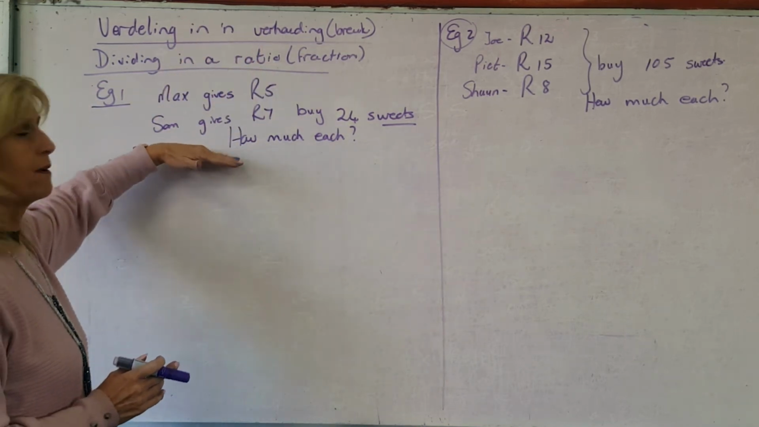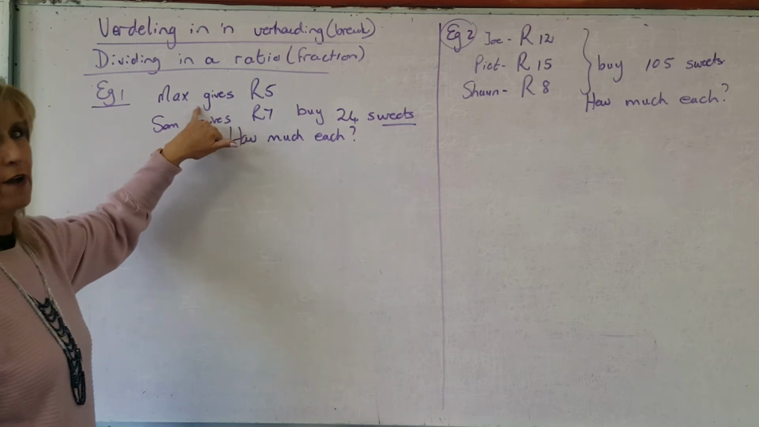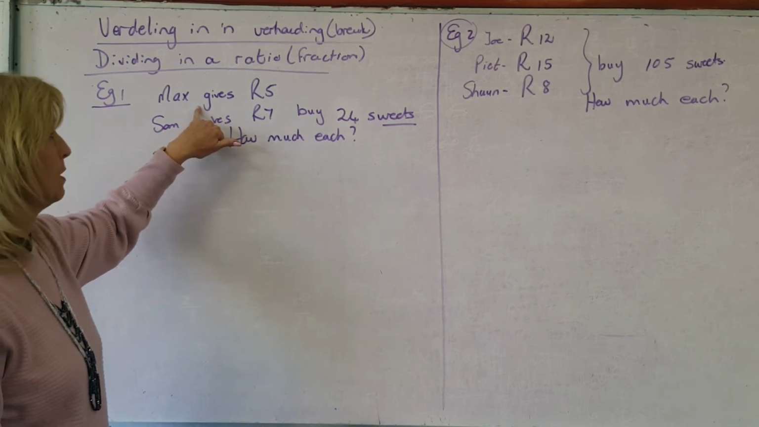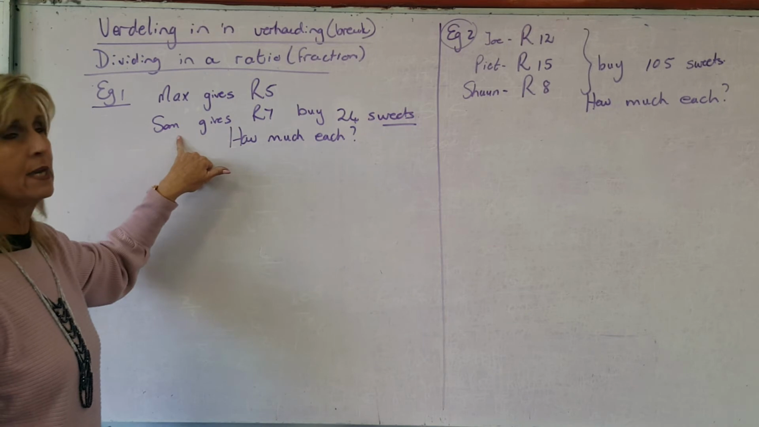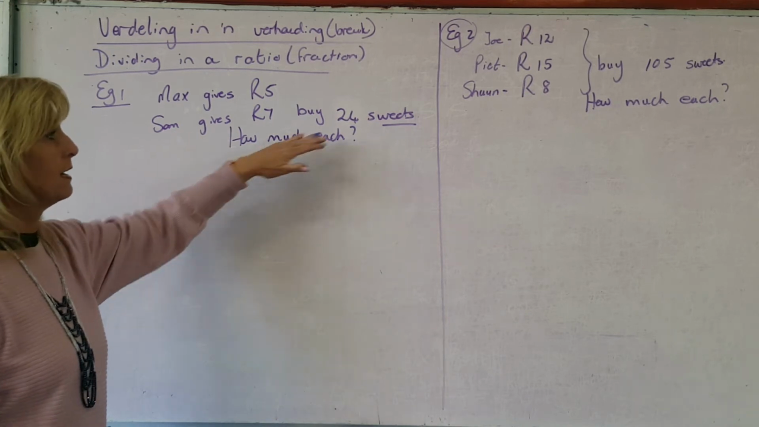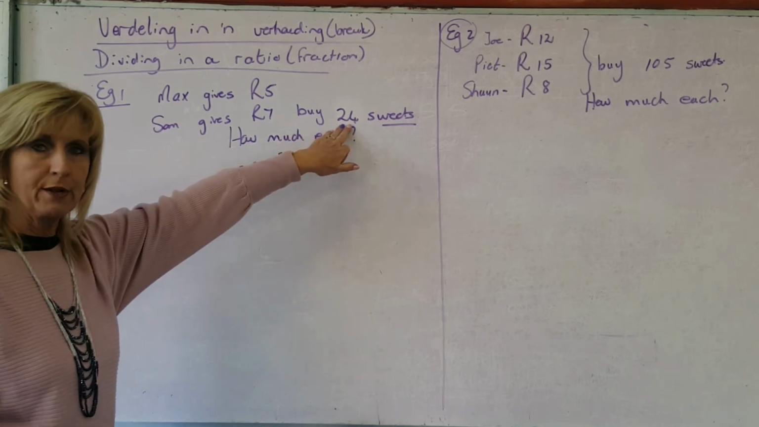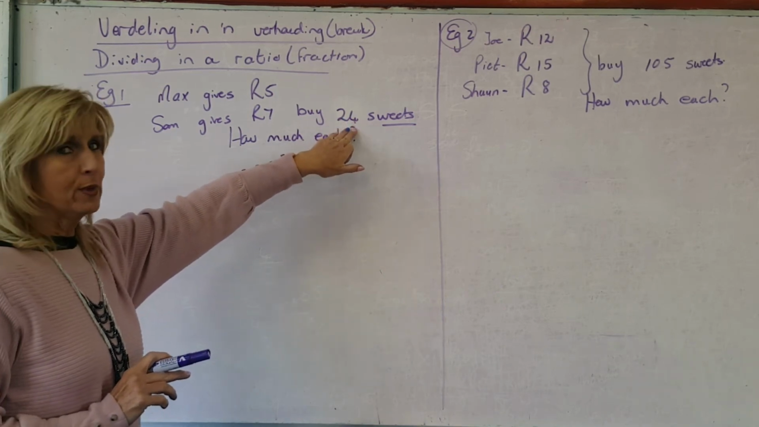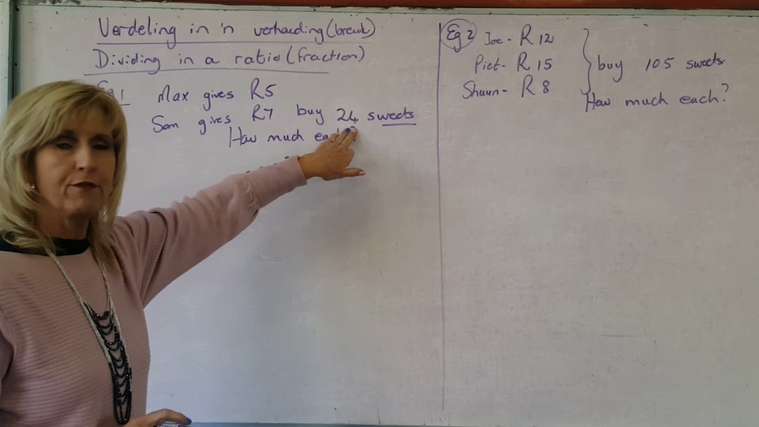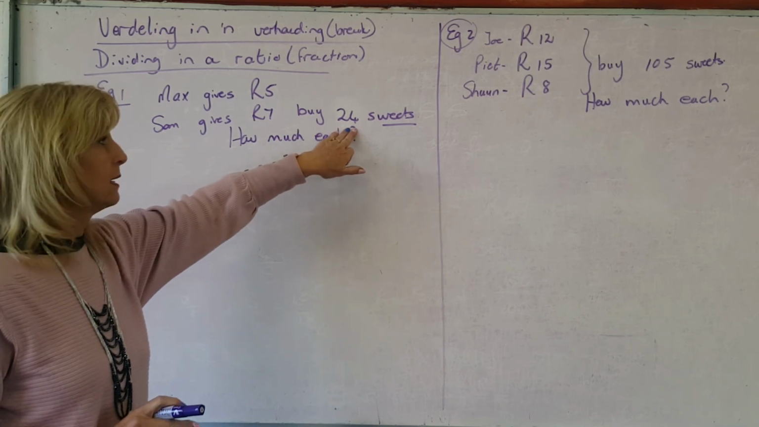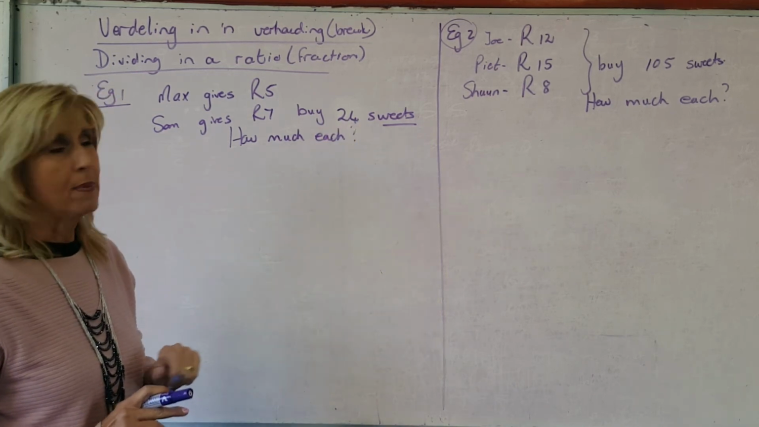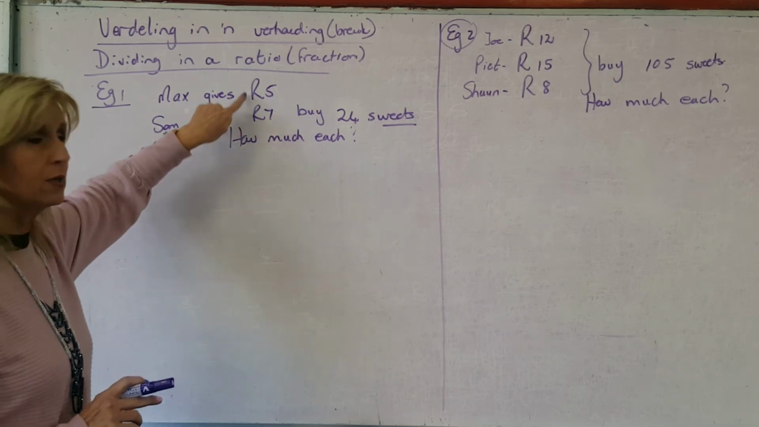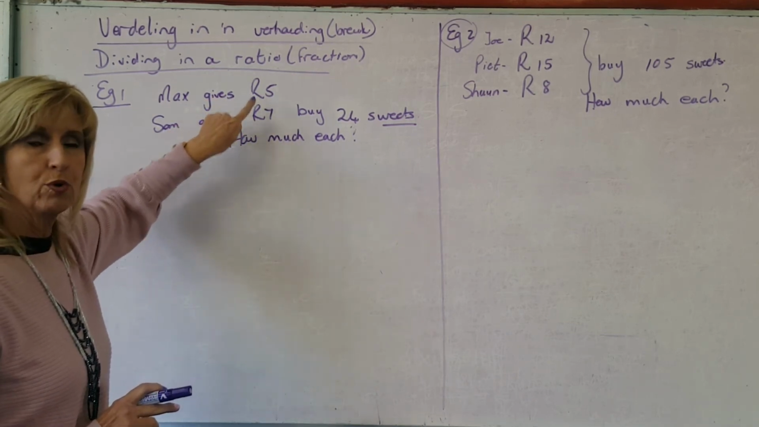So, hier's my voorbeeld. Max gives R5. I didn't write this in Afrikaans as well. Max gee R5 en Sam gee R7. En dan kry hulle 24 sweeties. They get 24, so let's say you're at the cough. So you are buying 24 sweets. How much does each get? If you're very lucky, your friend says, no wait, let's both just take 12. But normally the guy that gives less will get less, and the one who gives more will get more.